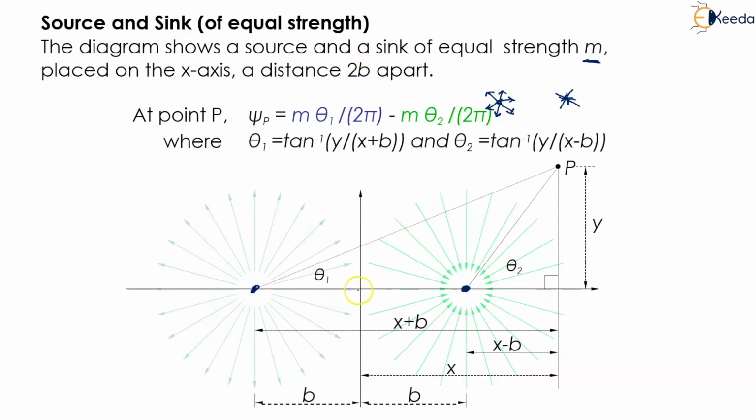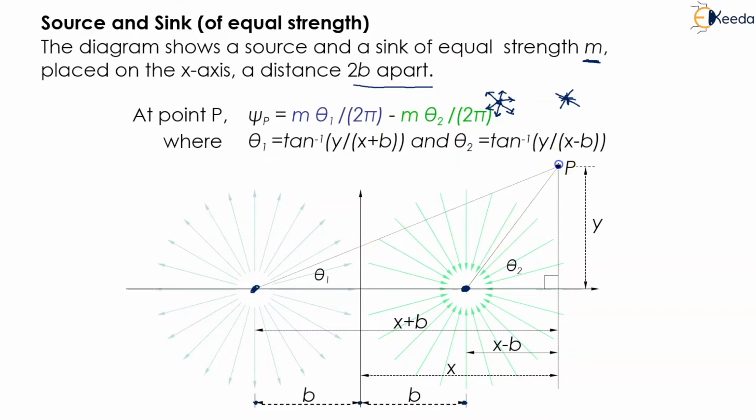Now this is my origin. From this point till this point we have a distance b, and again from this point till the center of this flow we have a distance b. The total distance becomes 2b apart.